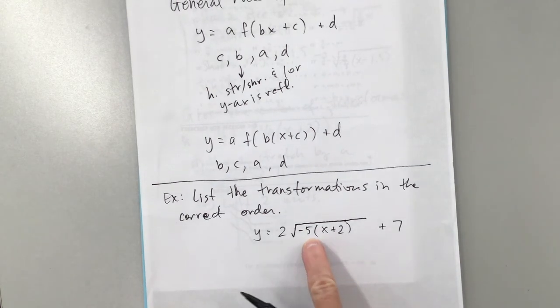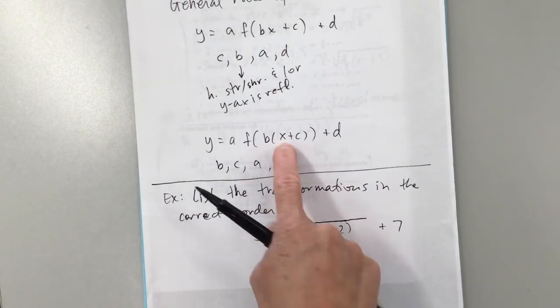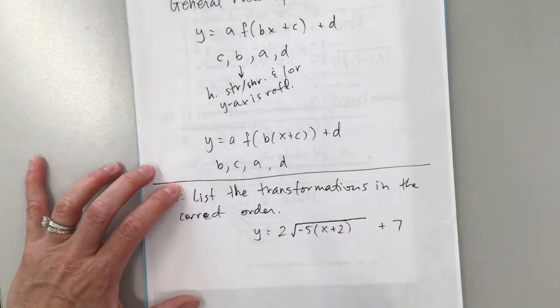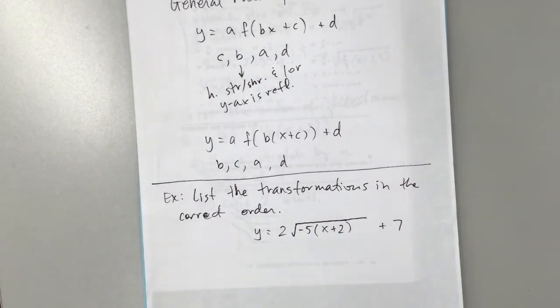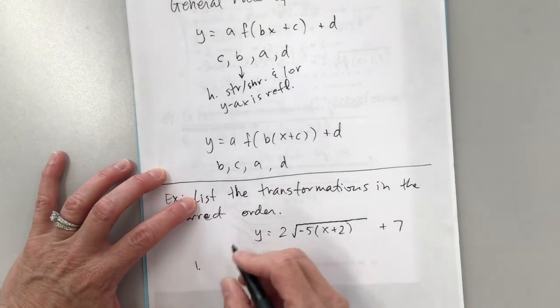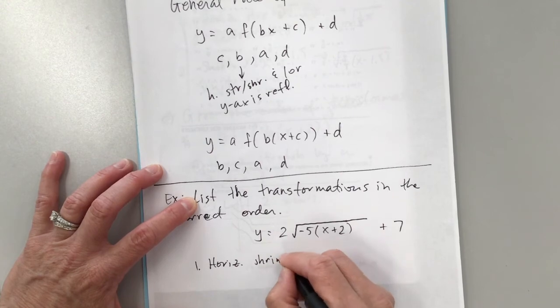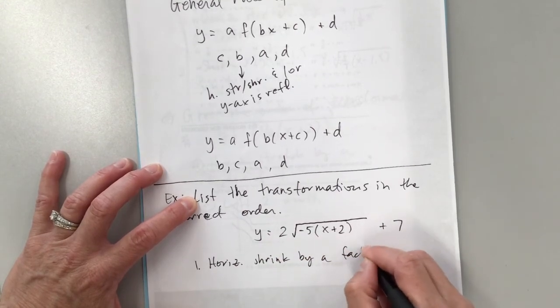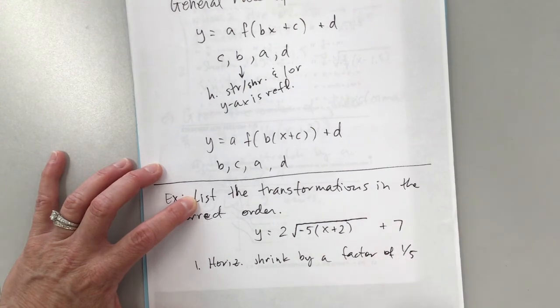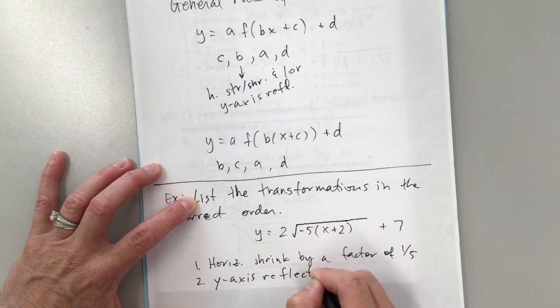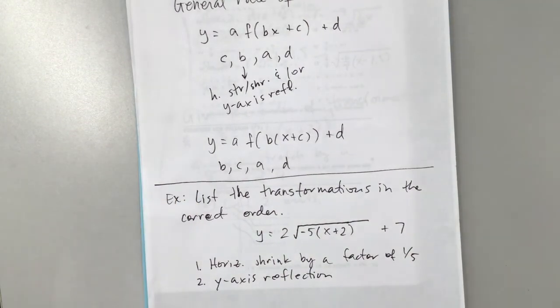All right, this takes the form of the second one. That means we're going to do the b first, so the negative 5. The negative there gives us a y-axis reflection. The 5 gives us a horizontal shrink. And we could do whichever of those first that we want, so you can reorder these first two. So I'll say horizontal shrink by a factor of 1/5, then y-axis reflection. Again, you can reverse the order of those two if you'd like.